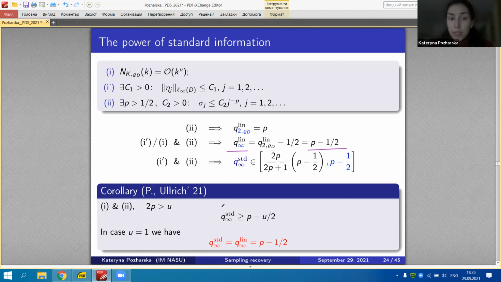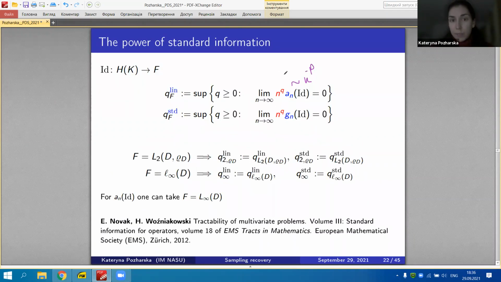Using our theorem, we show that under conditions one and two, this more general one, and the second condition, the power of standard information in the uniform norm is at least pi minus u over two. And in the partial case, if you have N(k) of order k, then the power of standard information in the uniform norm equals pi minus one half. So we don't need this lower bound, and we show that standard information is almost as powerful as linear information, if we don't take into account logarithms, so if we talk only about the polynomial order.